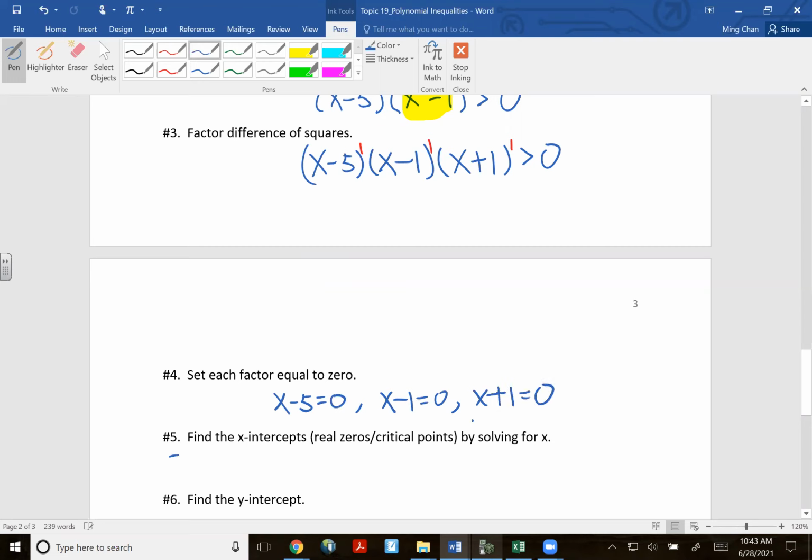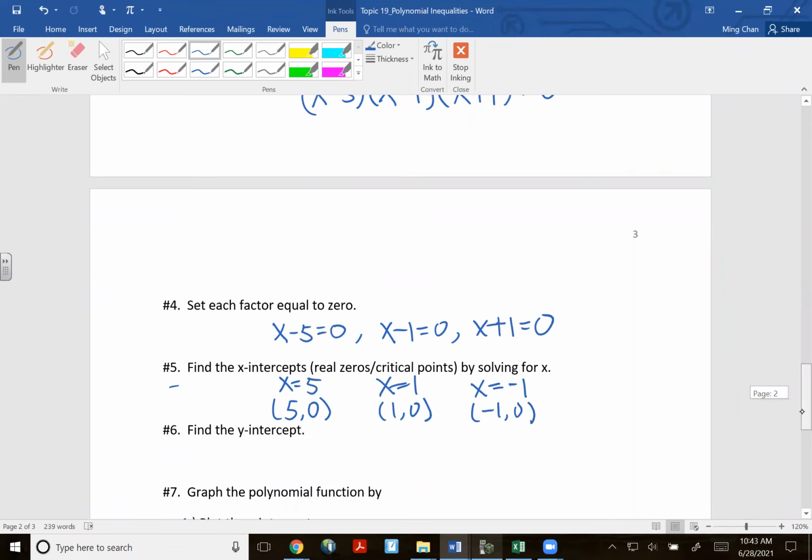All right, find the x-intercepts by solving for x. Move the -5 over. x is equal to 5. So (5, 0) is one x-intercept. Move the -1 over. x equal to 1. (1, 0) is another x-intercept. Move the +1 over. x equal to -1. (-1, 0) is the other x-intercept.